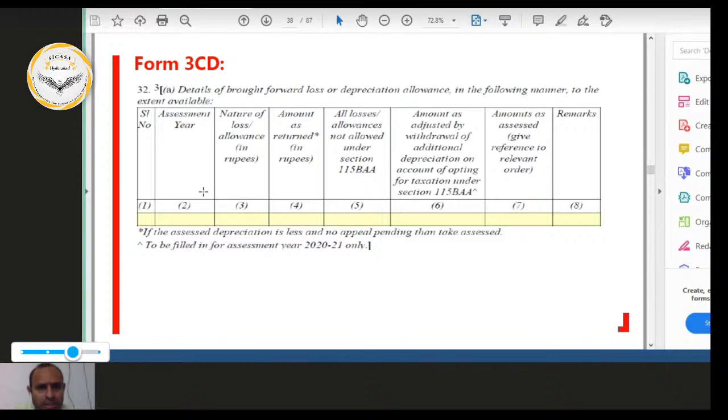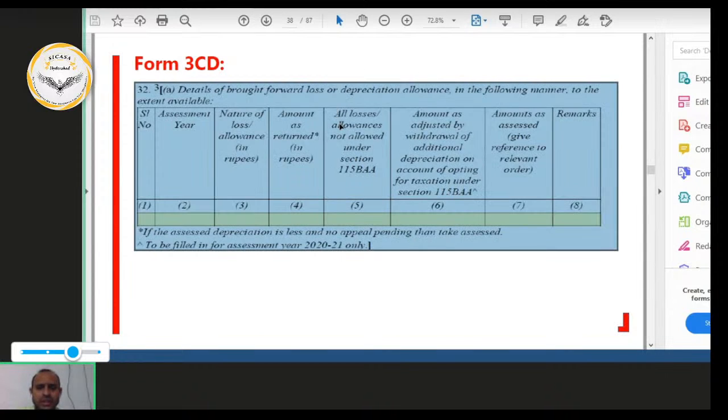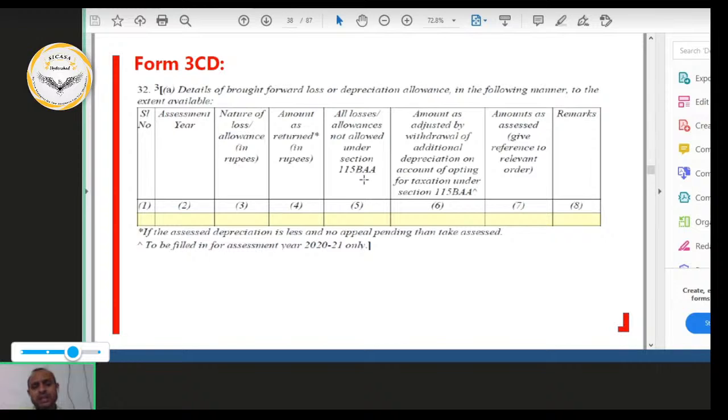Then details of brought forward loss or depreciation allowance in the following manner to the extent available. So clause 32 talks about brought forward losses you have to give. Then the impact on account of 115BAA also you have to give. I told you what the impact on account of 115BAA is. Additional depreciation: last year you claimed only 10%, and this year you have not claimed the remaining 10%. So that percent is to be adjusted to the gross block. Those along with the adjustment also you have to give.